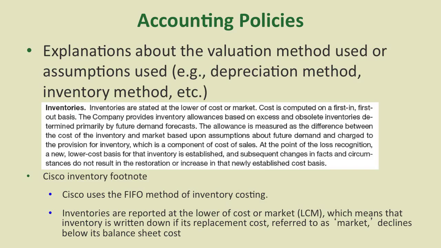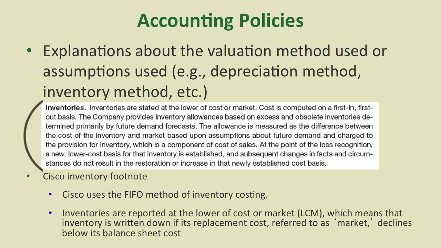The second type of supplemental information provided by the companies is accounting policy explanation. Companies are required to explain their valuation method and assumptions used when they record those economic transactions. For example, this is the inventory footnote of Cisco.